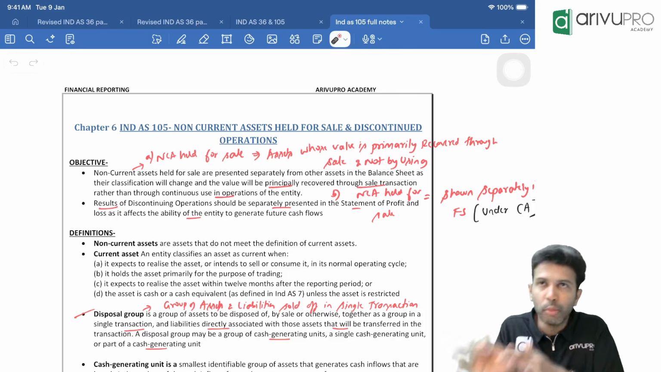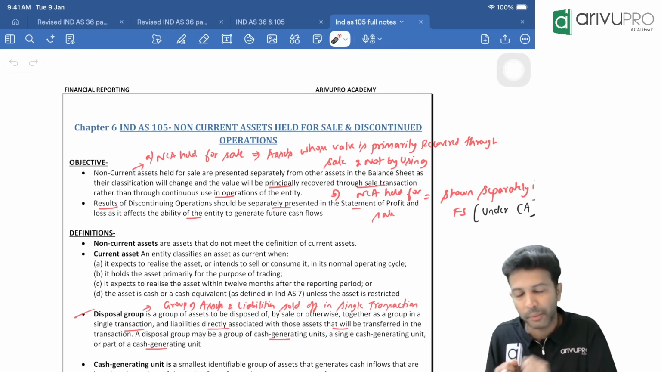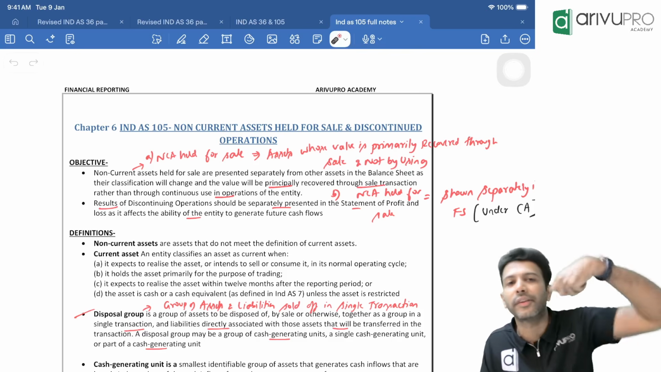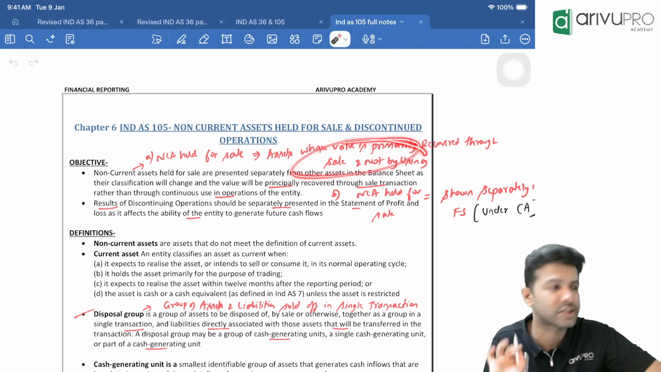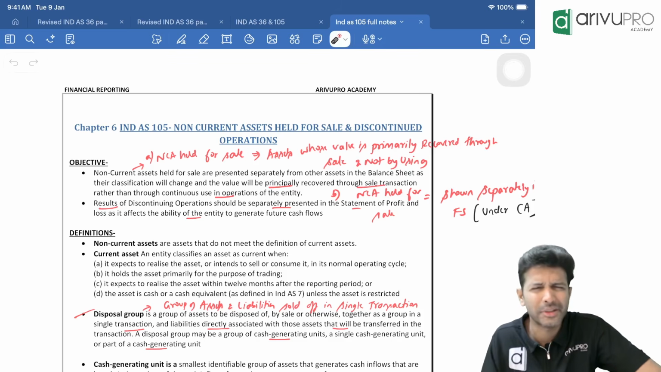Now we no more have the intention to use it and recover from it. Now our intention is to sell it off and recover the money. That's what this particular definition is trying to say. Simple common sense language.